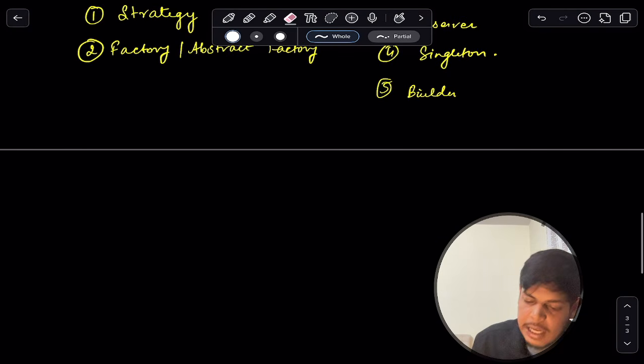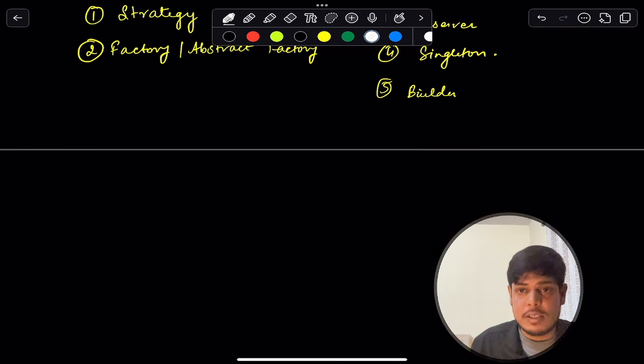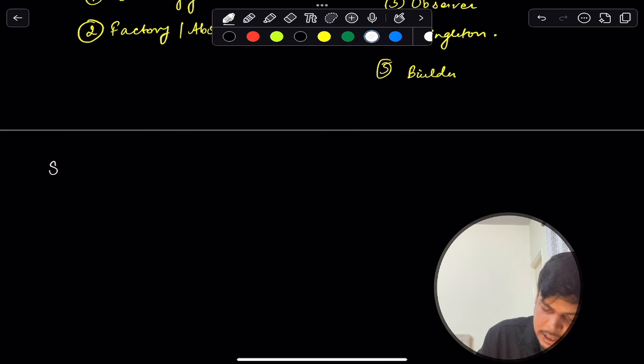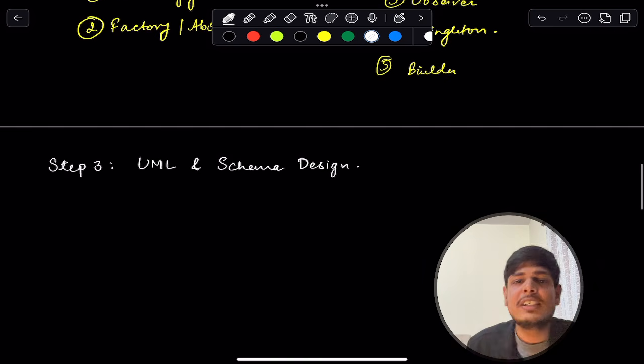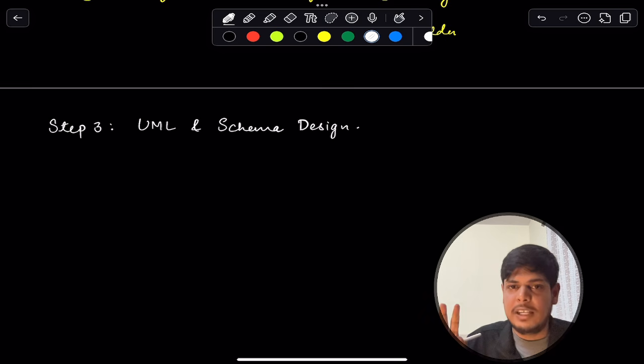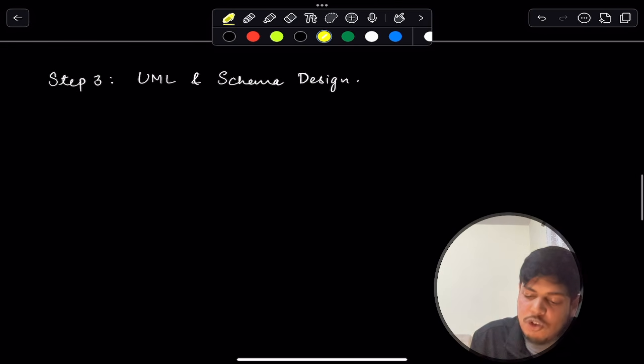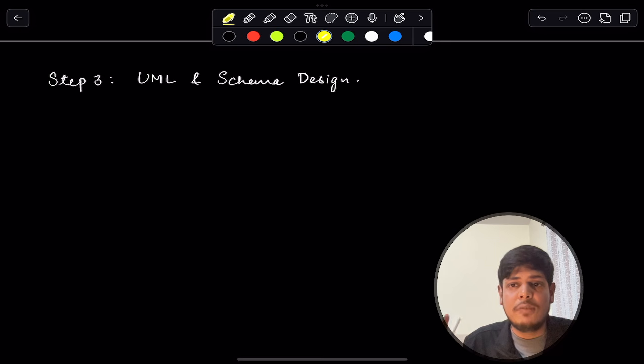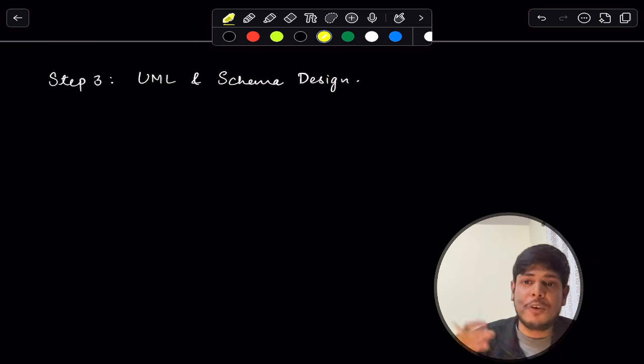Okay. Then there's step 3. After you master SOLID principles, after you master design patterns, step 3 is UML diagrams. Understand UML diagrams and understand schema design. What this means is you should practice drawing class diagrams. Okay. Arrows do matter, right? For example, UML is, by the way, the standard for drawing different use case diagrams, class diagrams, object diagrams, etc. Right? It's a standard visual language.